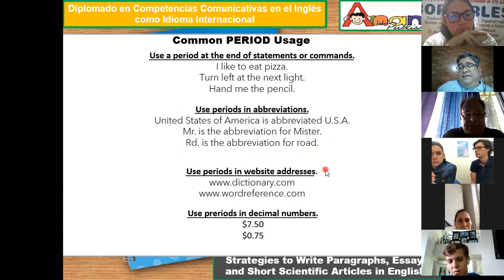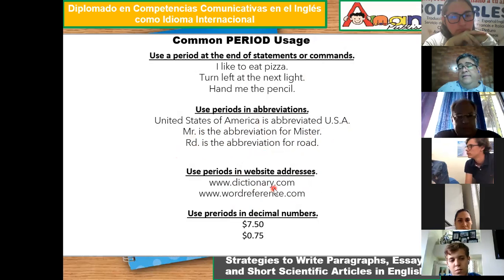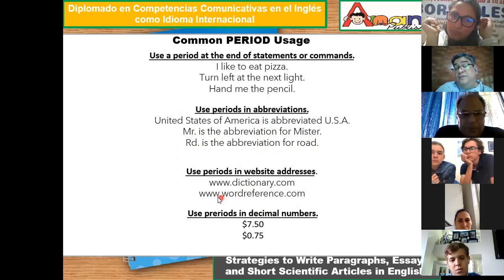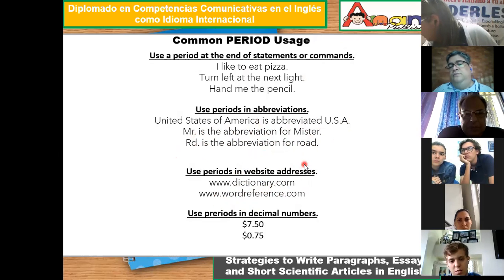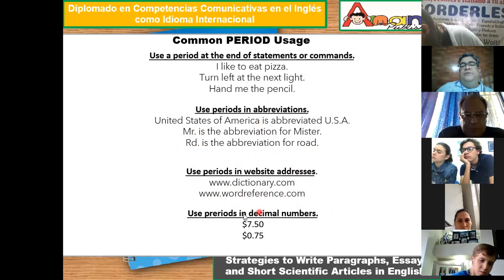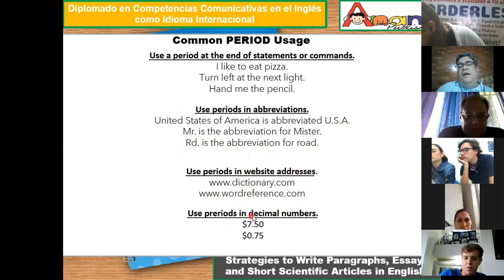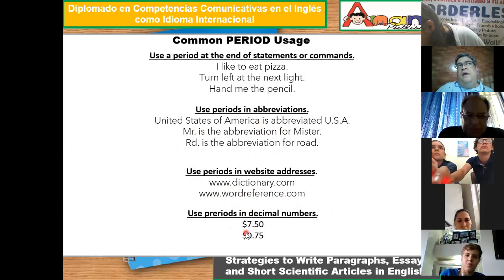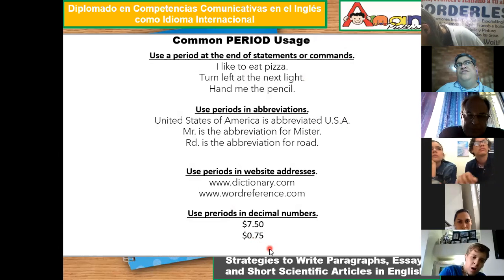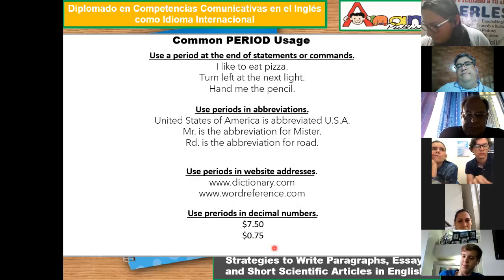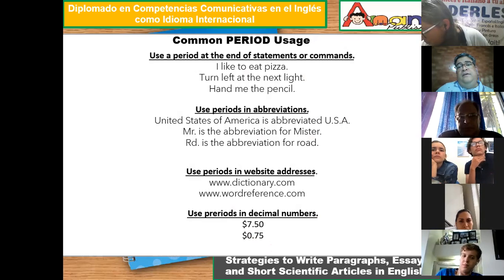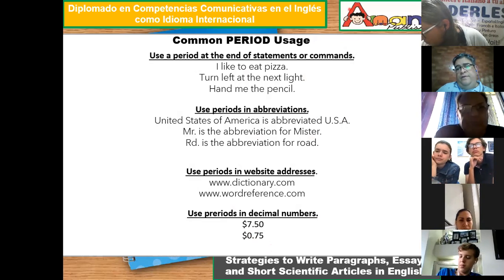Use periods in websites and addresses. A estos periods aquí se les llama dot. You can say www.dictionary.com, pero it's more common to say dot com, D-O-T. And use periods in decimals. You can say 7 point 50, but in numbers it is more commonly used 7.50. You understand? Or 0.75. Is that clear, the way you use periods?